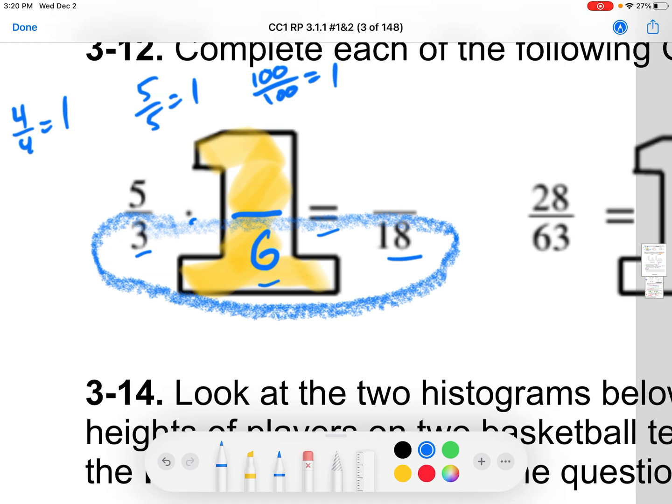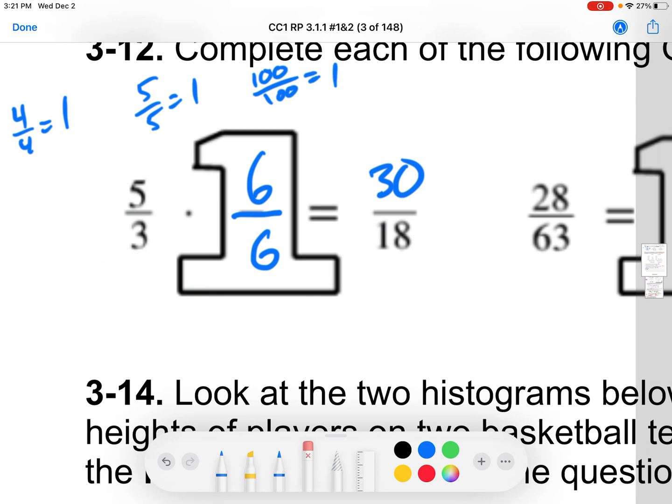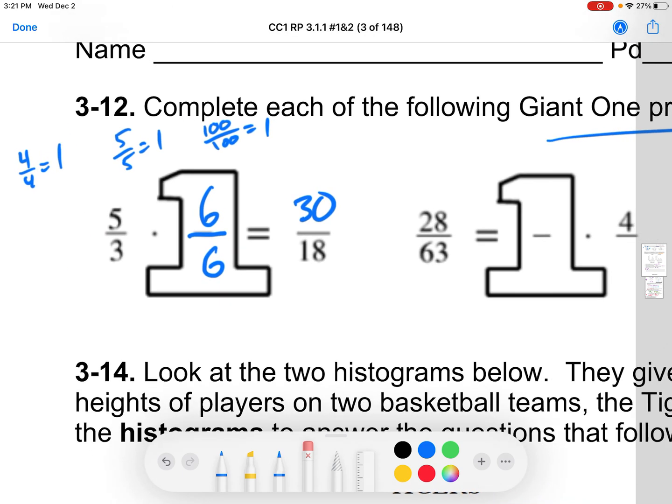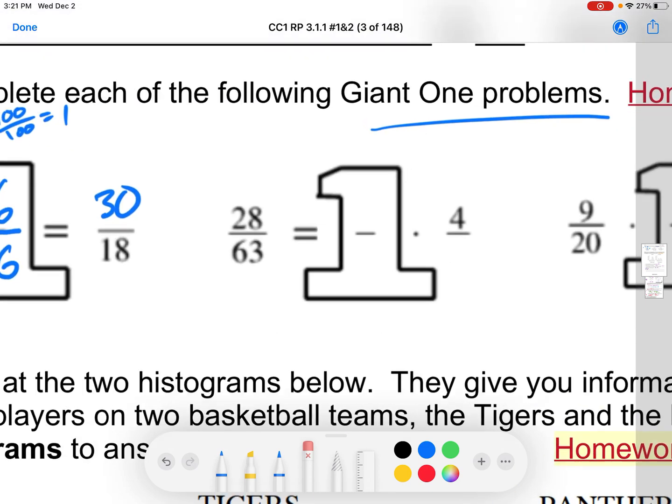So what goes into the numerator of the giant 1? That has to also be 6, right? Otherwise, it's not a giant 1. So then I look at it and say 5 times 6 is 30, right? So there we go. So kind of cleaning this mess up here. And there we go. The giant 1 is 6 over 6, and we get 30, right?